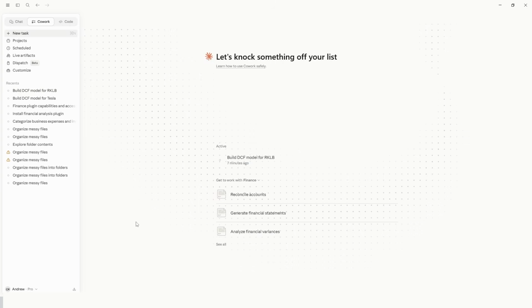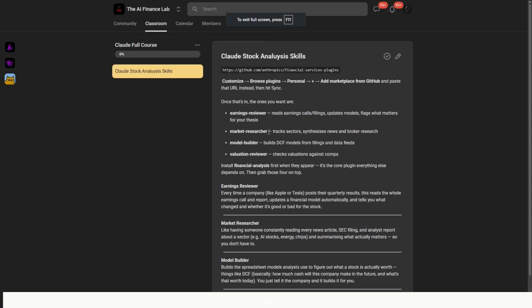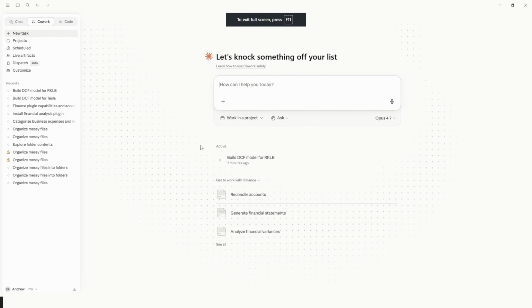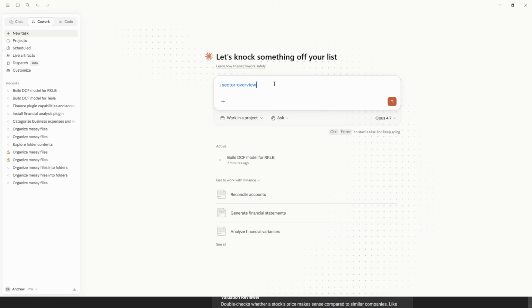Now, that's just one thing. There's also another thing that we can use. Sticking on this, what I am going to use is the market researcher, and then it's actually sector overview, so I need to update that. So for sector overview, I'm going to do RKLB.